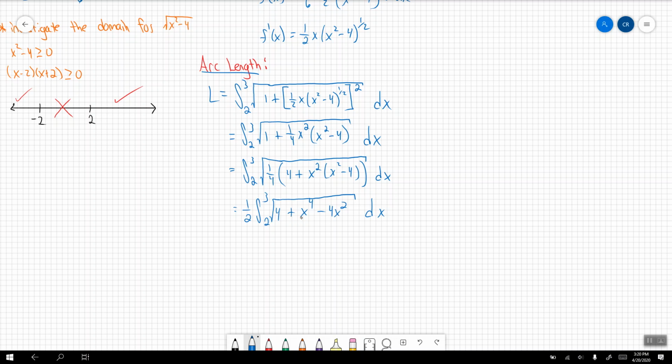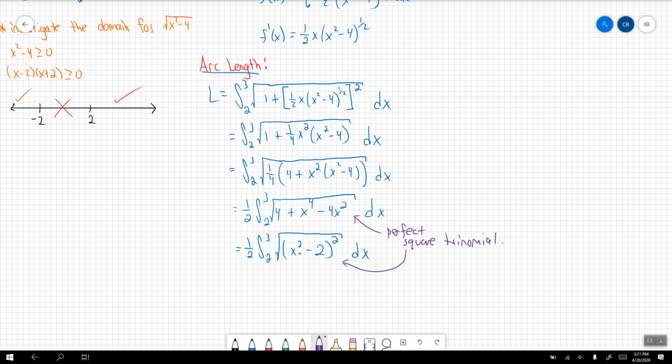Now look at this piece right here: x to the 4th minus 4x squared plus 4. I believe that is a perfect square trinomial. Is this just x squared minus 2, squared, dx? And if you want, you can take a minute to look at that. So that's a perfect square trinomial. And again, you can go through and verify.